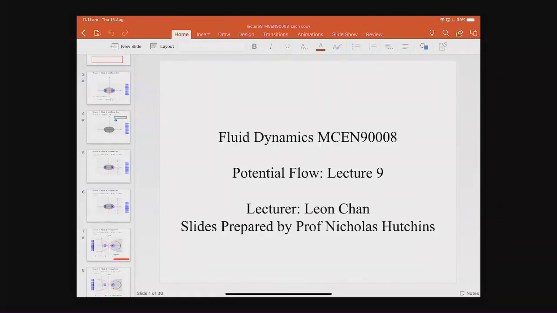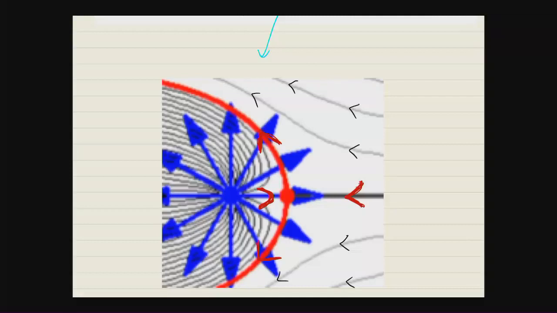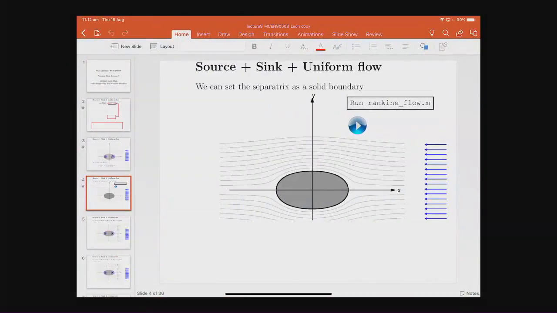So what we have is a flow over a Rankine body. And if I replace my separatrix with a solid body, we can then have a flow over a full Rankine body. The flow looks something like this. So that's a flow over a full Rankine body.